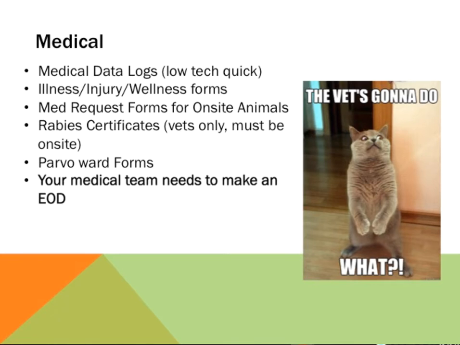Some kind of illness injury form, and we'll look at that again. You want it to be fill in the blank, circle things, super easy. People can't mess it up. Medical request forms, we'll look at that. Rabies certificates, this is a big one that people mess up all the time. If you guys are giving rabies vaccines, obviously you have to have a vet there.